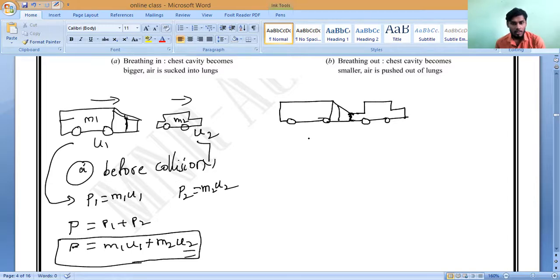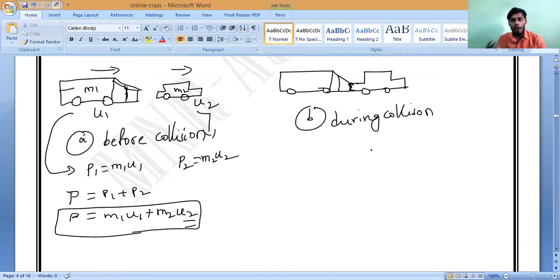So this is during collision. Both hit each other. Now the collision is over. After collision, what will happen? Suppose you are driving the front vehicle, the truck will come and hit you. So again you will start moving in the same direction. Is it yes or no? Yes, sir. That is what you can remember.